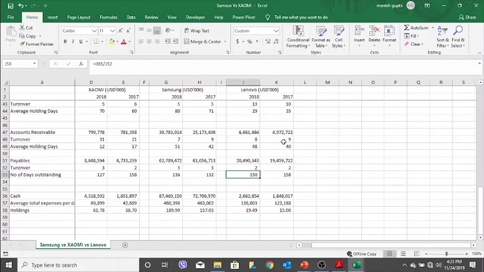So if I am a new business and I want to supply to Xiaomi, I want to know what their actual payable period is.